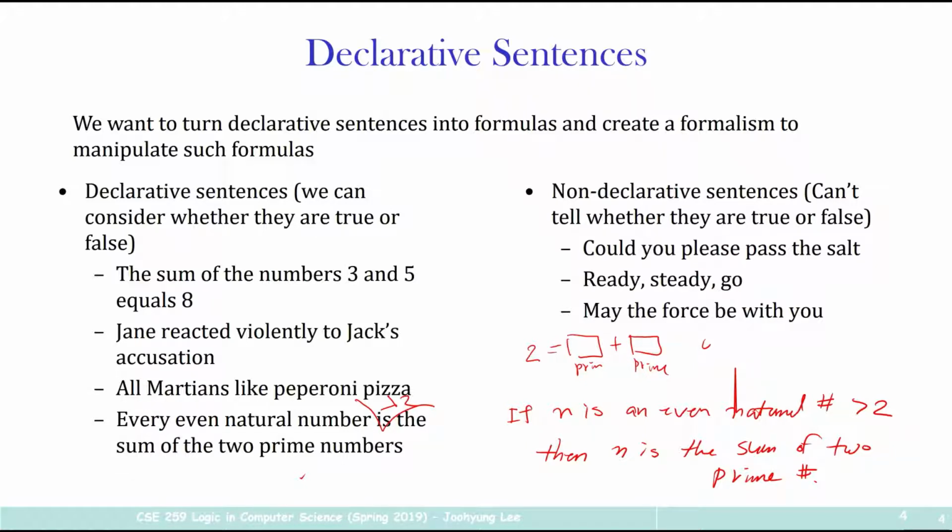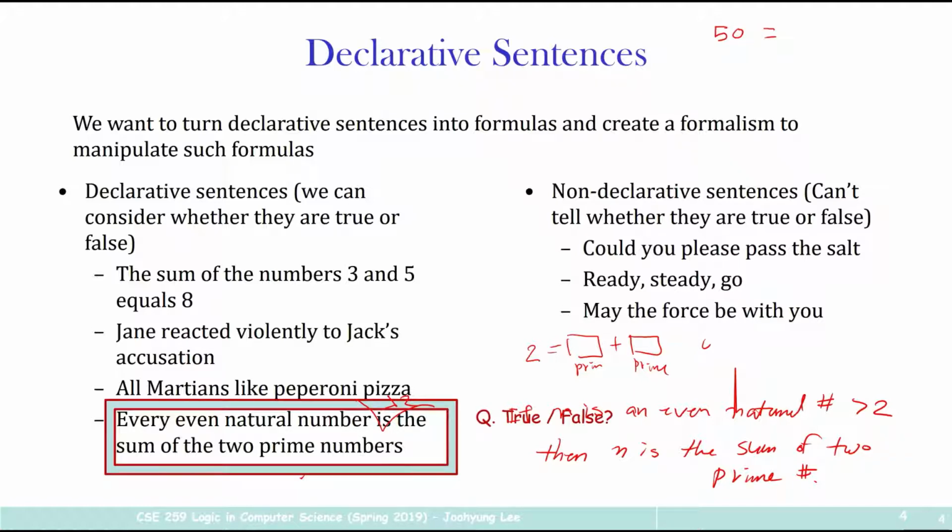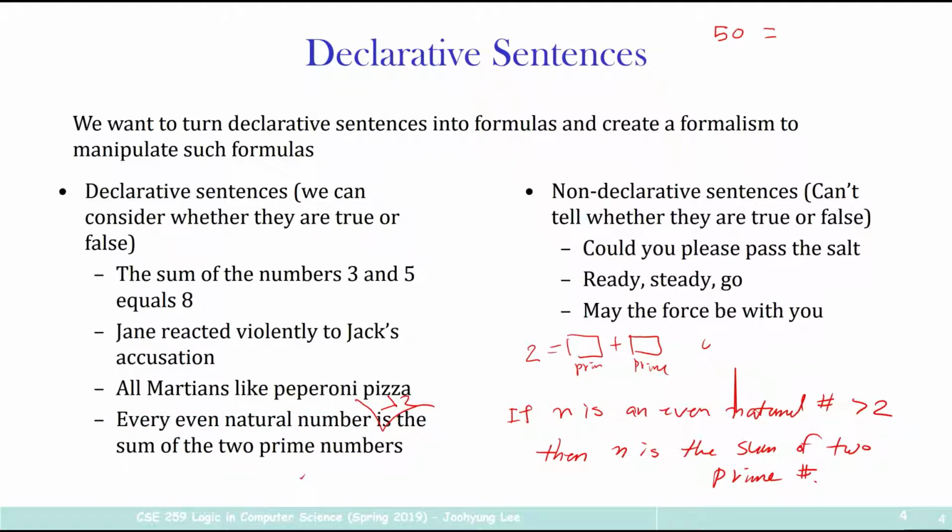Can anyone give an even number? 50? Okay. So 50. Can we write 50 by adding 2 prime numbers? 31 and 19, that's good. Yeah, 31 plus 19, those are 2 primes, right? And then they add up to 50. Okay, so that worked.